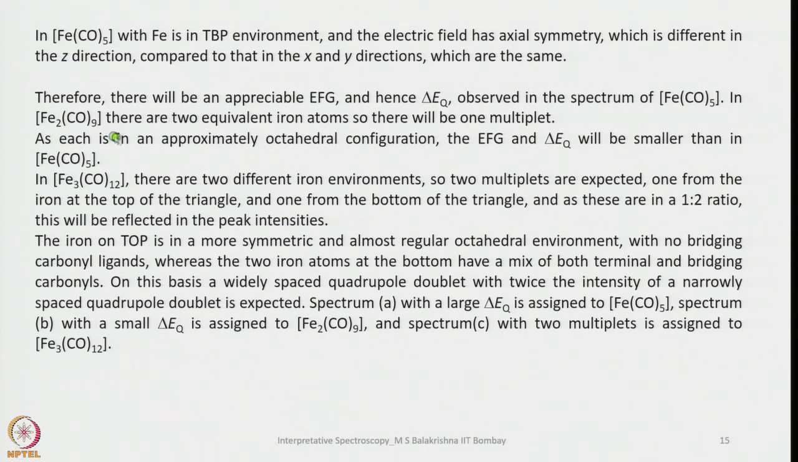In Fe2(CO)9, there are two equivalent iron atoms, so there will be one multiplet here. And as each is in an approximately octahedral configuration, the EFG and hence delta EQ will be smaller than in Fe(CO)5.